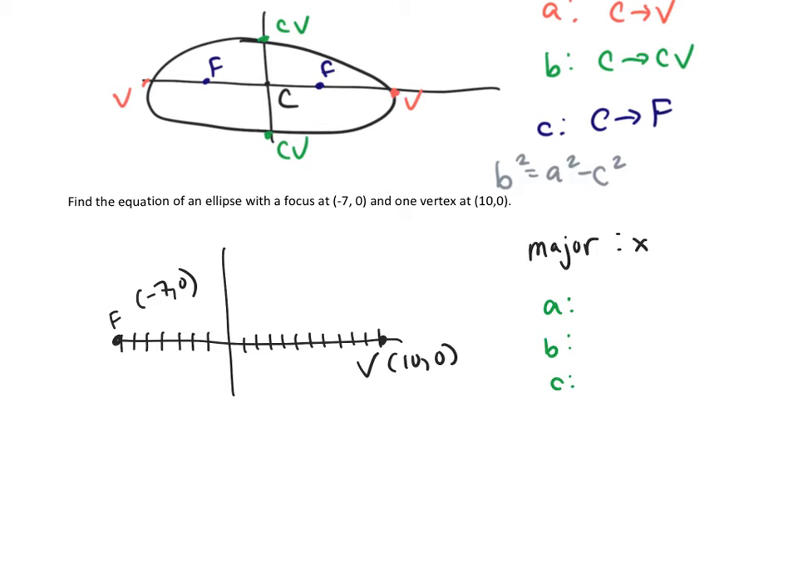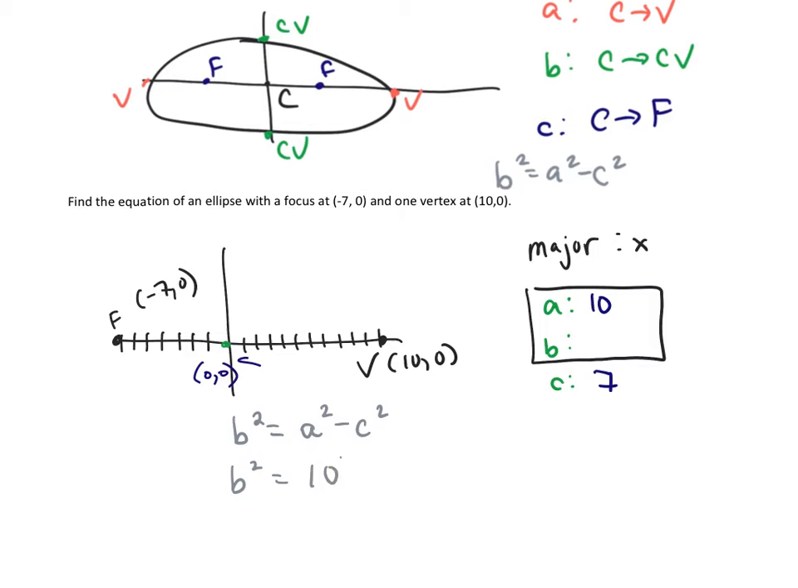Well, I know A is the distance from the center, and I didn't really say this, but we're going to assume it is centered at the origin. So if it's centered at the origin, then A is going to be 10, because it's 10 units from the center to the vertex. We know the center to the focus is 7, because you basically go backwards 7. What I don't know is how far it is to the co-vertex. But to do my equation, the ones I really need are A and B. So I'll use that relation I know: B squared equals A squared minus C squared.